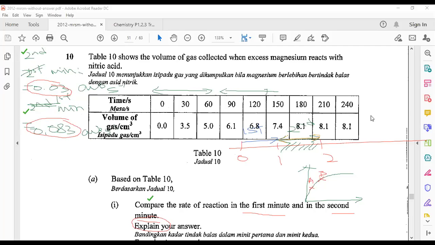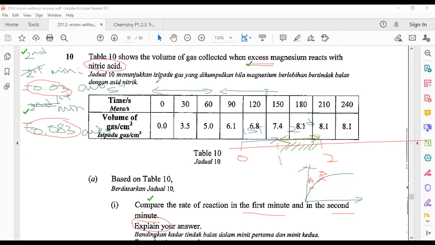We know that the nitric acid reacts with excess magnesium in this reaction. So which one will be used up, the nitric acid or the magnesium? Can I have a response from you? Magnesium. Are you sure? Who answered magnesium just now? Will the magnesium be used up? Did you see the word excess? Excess means too much. It will not be used up. What will be used up is the nitric acid.